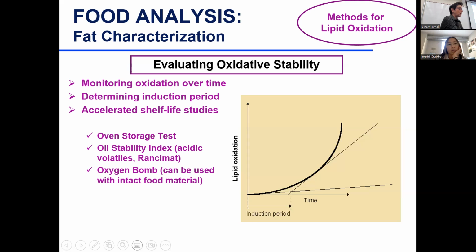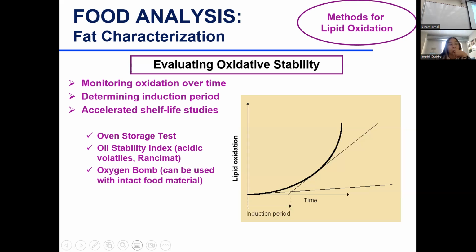Sometimes you do these experiments to look at the efficiency of utilizing antioxidants, let's say synthetic versus natural or new antioxidants. So you use some of these methods that are often accelerated shelf life studies. So basically, we determine the oxidation over time, but we accelerate the time so that we don't have to do this for months. So we put the oil under elevated conditions.